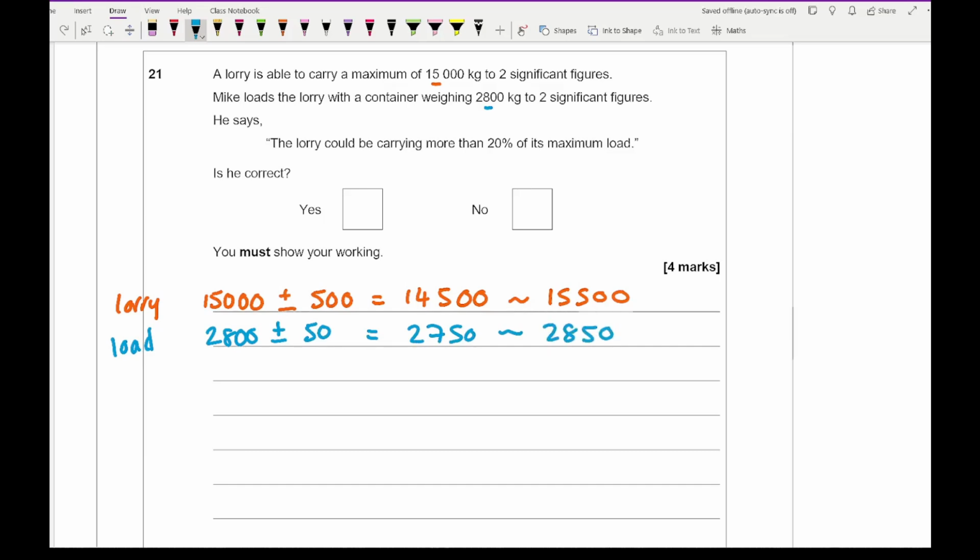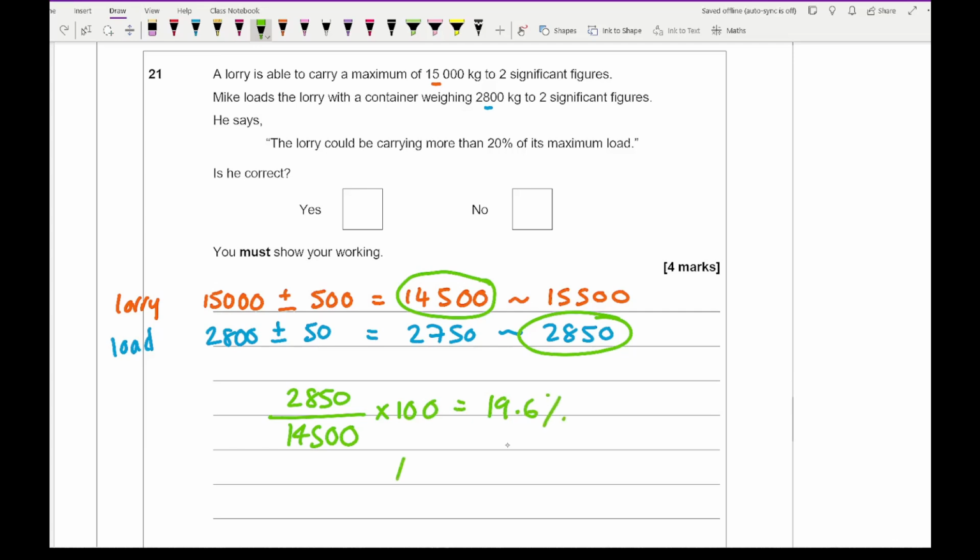Now, worst case scenario, what we want is a light lorry and a maximum load. So the worst case scenario is going to be using the lowest weight for the lorry and the maximum load. And I want to work that out as a percentage. So it's going to be 2850 divided by 14500. I'm going to multiply that by 100, in which case I get 19.6%. So as 19.6% is less than 20%, the answer is going to be no.